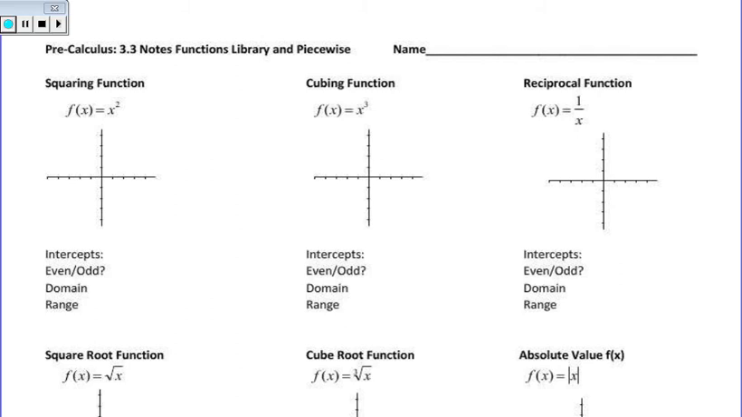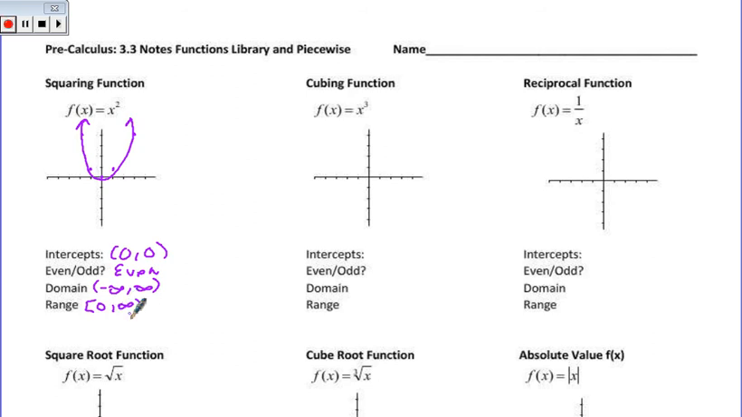Today we're going to start on lesson 3.3. I'm calling it a functions library, really just reviewing the basic parent functions and then talking about piecewise. Our basic parent for a square function is this guy right here, forming your basic parabola. The intercept here would just be at the origin 0, 0. This would be considered even because it is symmetric to the y-axis here. The domain would be negative infinity to positive infinity, and the range would be from 0 to infinity.